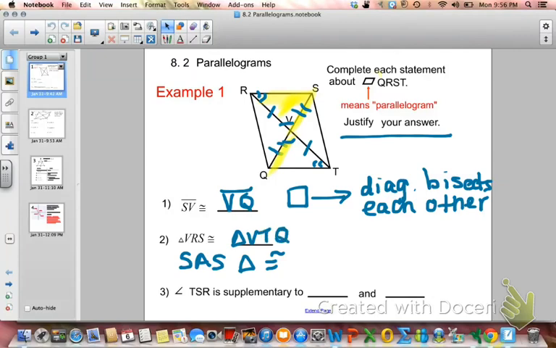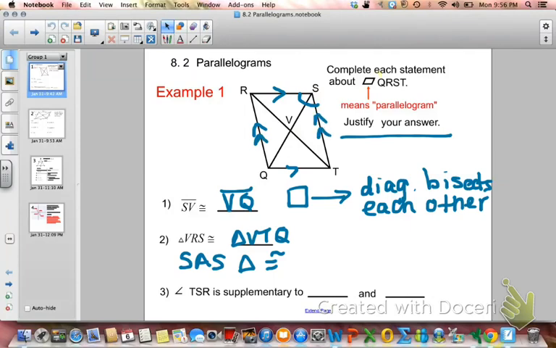The last question on this problem is naming which 2 angles are supplementary to angle TSR. So let's just look just at that angle. Let's get rid of all these markings. This is TSR. Now remember, opposite sides are parallel. So that means that consecutive angles are supplementary.